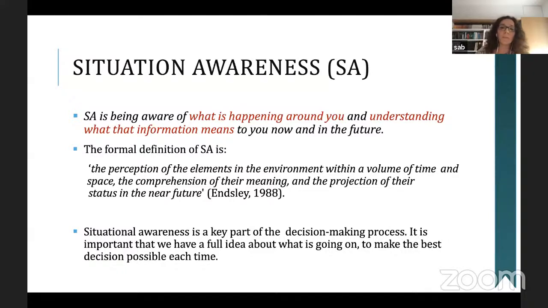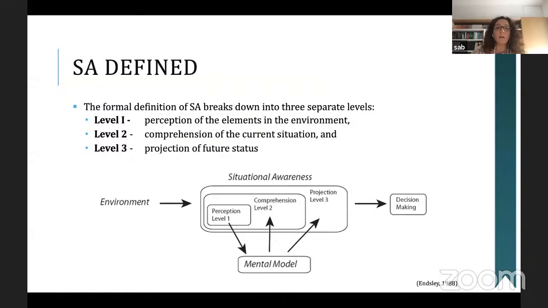From the formal definition, situation awareness is the perception of the elements in an environment, the comprehension of their meaning, and also the projection of their status in the near future. In other words, situation awareness is the awareness of what's happening around you, and understanding what the information means to you now and in the future. Situation awareness is organized in three different levels: perception, comprehension, and projection, that I have described in the previous slide.